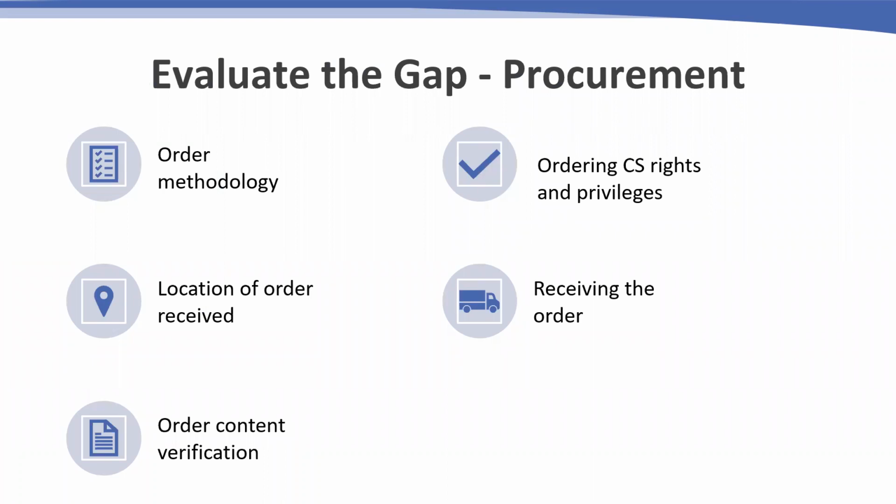Is the order content verification, can that occur appropriately, where you take basically the order generation versus what comes in the box or what comes in your delivery, and then you compare the two together? Are there proper blocks where not everyone can order controlled substances on the wholesaler accounts? And lastly, as you're receiving the order, what is that process for it being put up in a timely manner?